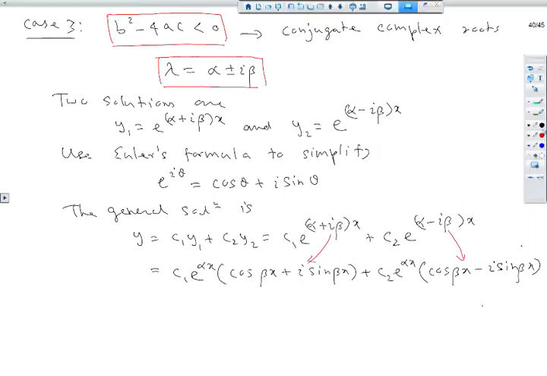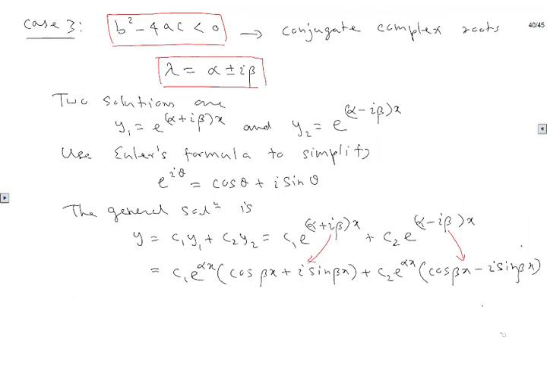Now we can combine the two. So what we can do is go with e to the alpha x, the cosine terms first. If you go with the cosine terms, you can write this one as c1 plus c2 times e to the alpha x cosine beta x, plus, now go to the i terms. i is common, so you have c1 minus c2 times e to the alpha x sine beta x.